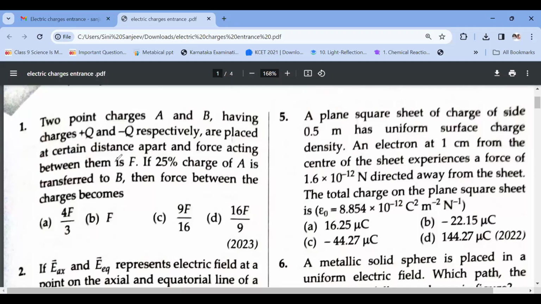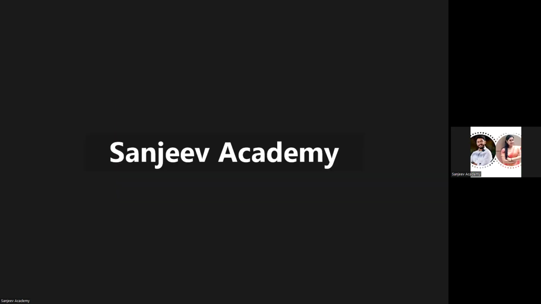If 25% of charge of A is transferred to B, then the force between the charges becomes what? So from Q, one second, something is happening. Kindly be online.